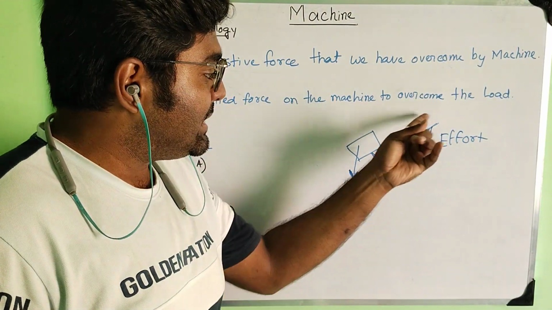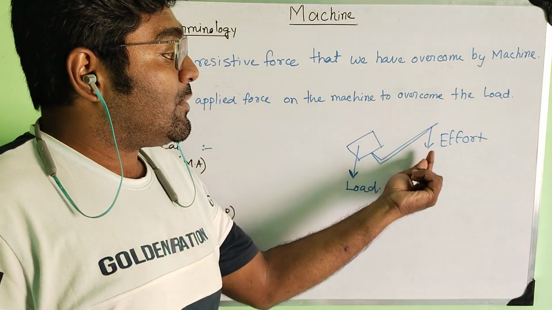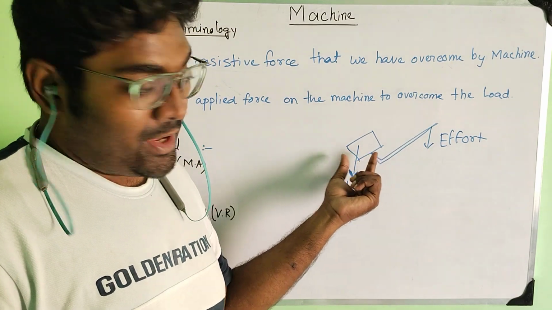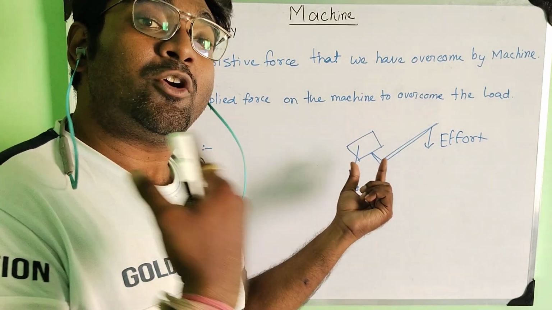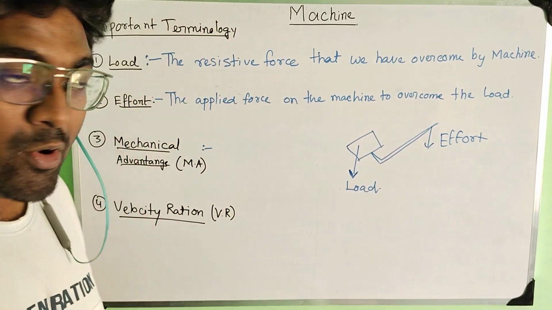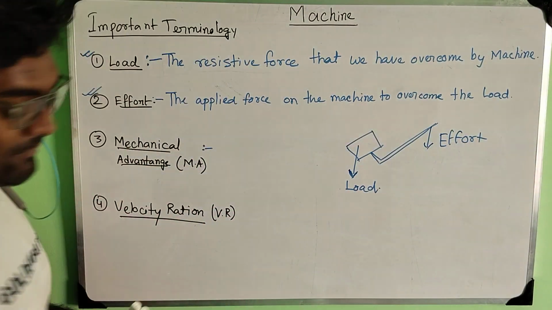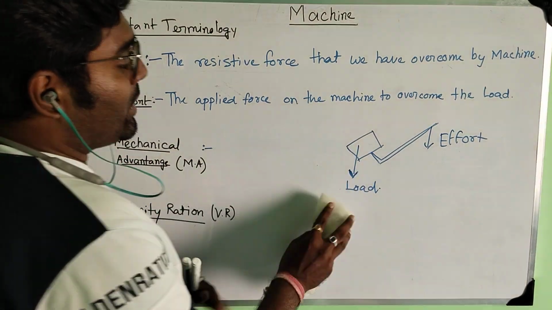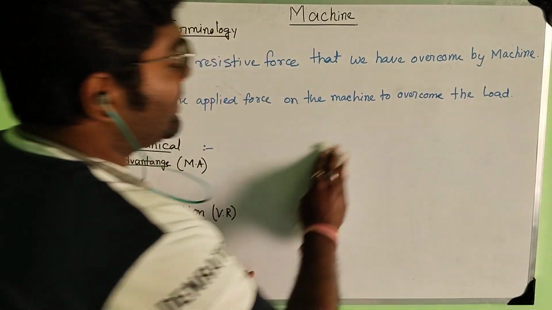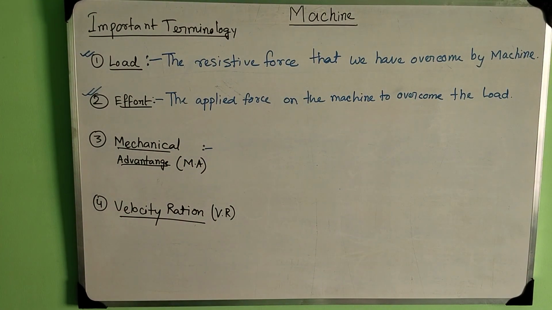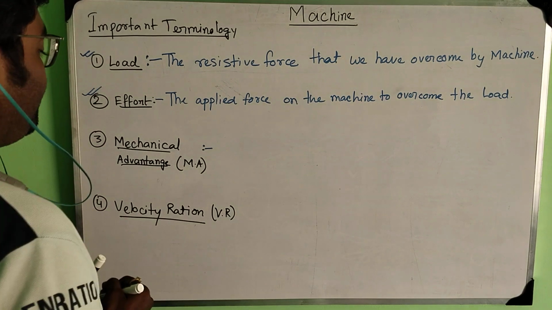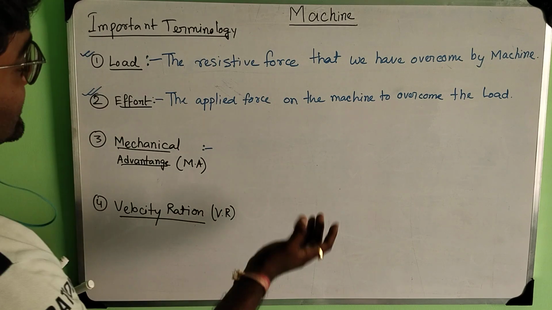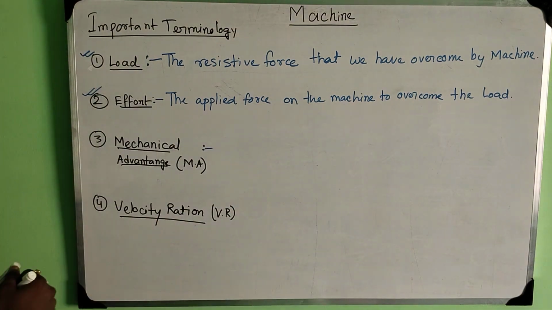So this crowbar is a machine. The effort means the force that we are giving on the machine to overcome the load. And load is a resistive force to be overcome by the machine. So these are the two things that we have to know. The first and most preliminary things of a machine are the load and the effort. The force that we are giving is the effort, and the resistive force that we have to overcome by the machine is called the load.